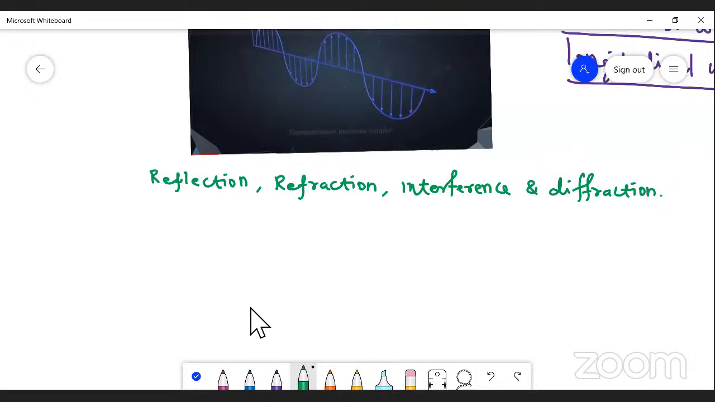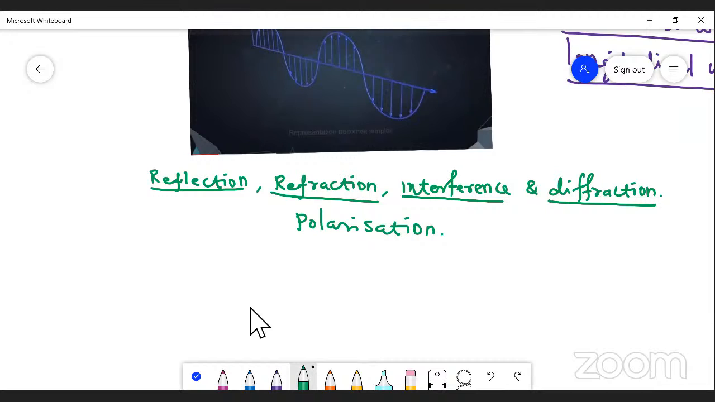Another important phenomenon of light is there, that is polarization. So, polarization, diffraction, interference, refraction, and reflection are the phenomena of light. Here, the phenomena like reflection, refraction, interference, and diffraction tell us light is a form of wave.